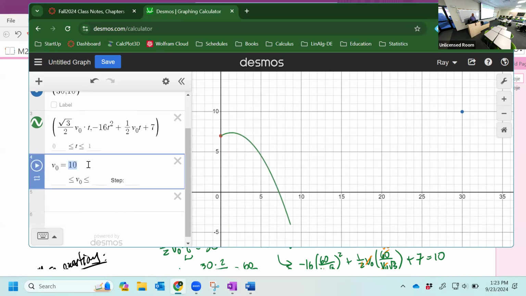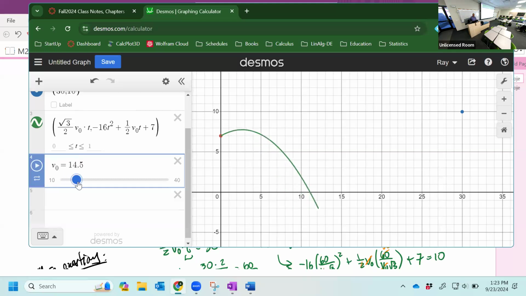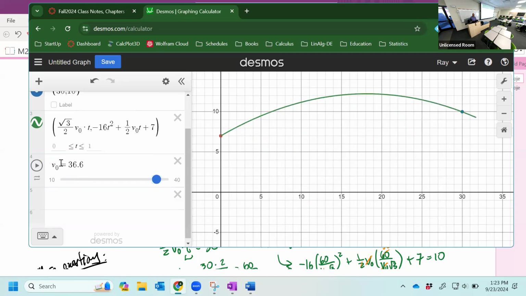So we want, I think we went all the way up to, what was the answer eventually? 36. So let's go to 40 here. And let's start from 10 to 40. So you want this to reach this point, and 36.6 seems like it's the correct velocity.